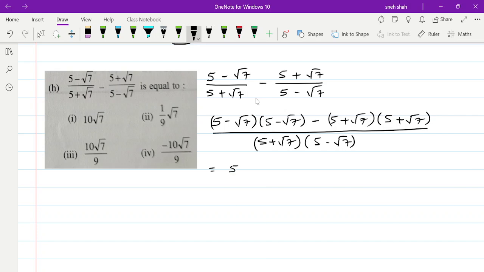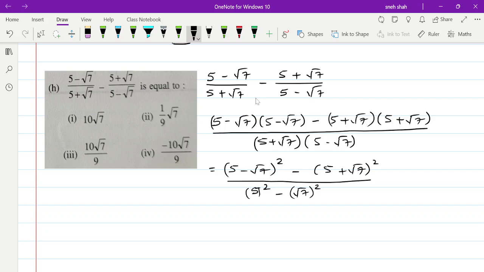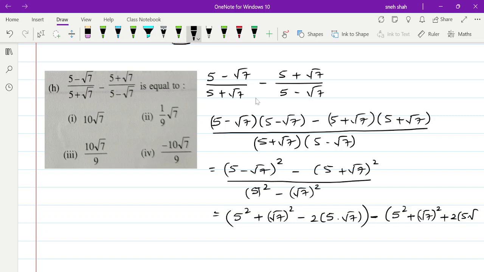5 minus root 7 is multiplied by itself. So (5 minus root 7) whole square minus (5 plus root 7), which is also multiplied with itself, so (5 plus root 7) the whole square. And in the denominator, we have 5 square minus root 7 square. Now, if we expand these expressions using (a minus b) the whole square or (a plus b) the whole square, we will get 5 square plus root 7 square minus 2 into 5 into root 7 minus, for the next bracket, 5 square plus root 7 square plus 2 into 5 into root 7, whole divided by 5 square being 25 and root 7 square being 7.